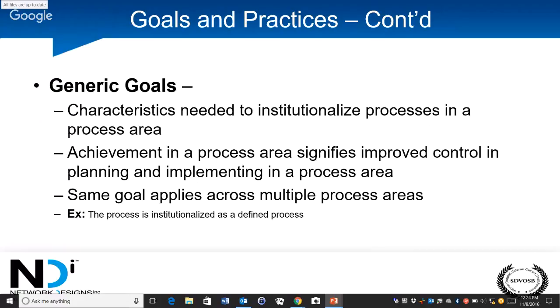For example, the process is institutionalized as a defined process. We don't just say, okay, I'm going to do this project this way, I'm going to do this project another way. We have defined a process for how a project will be started and move forward as it goes, and how changes are handled. We've defined those processes. We've defined the policies and the procedures to move that project forward efficiently. That's what a generic goal does.